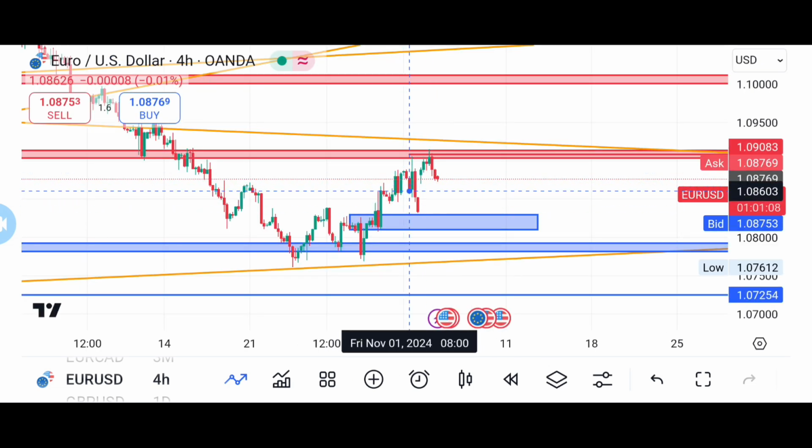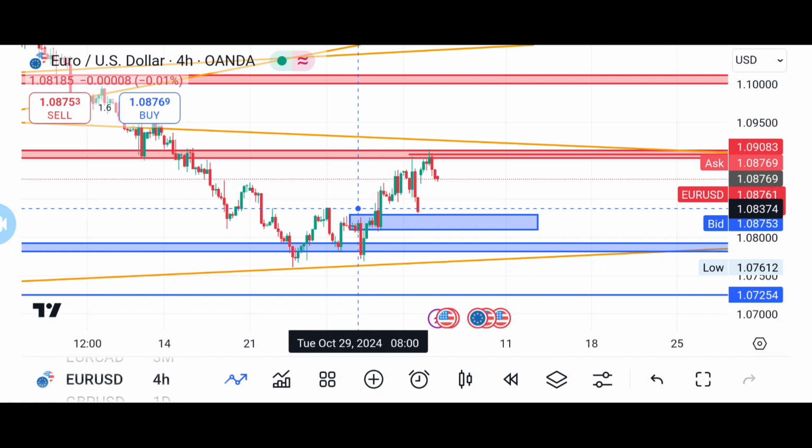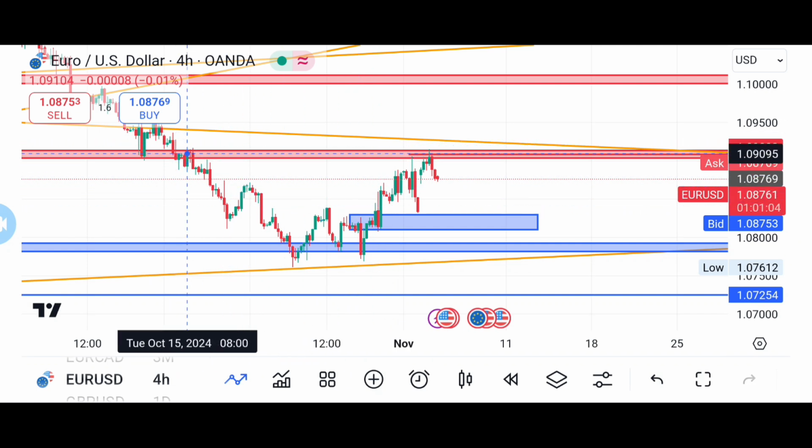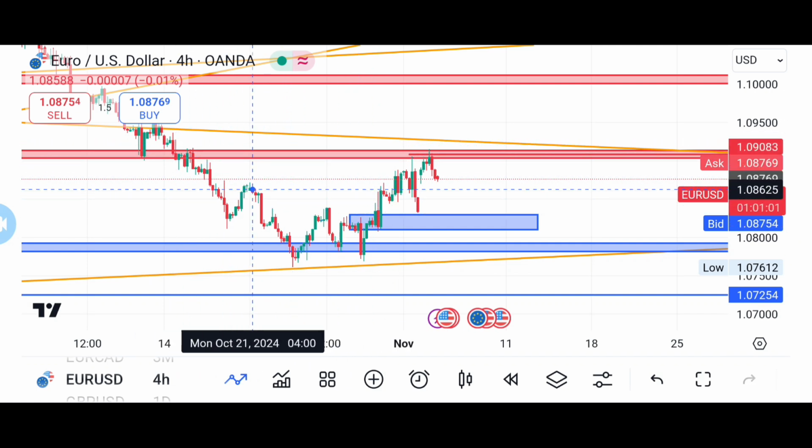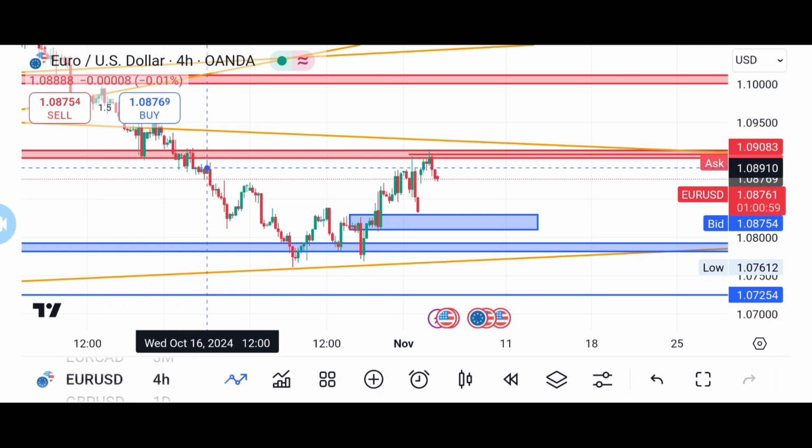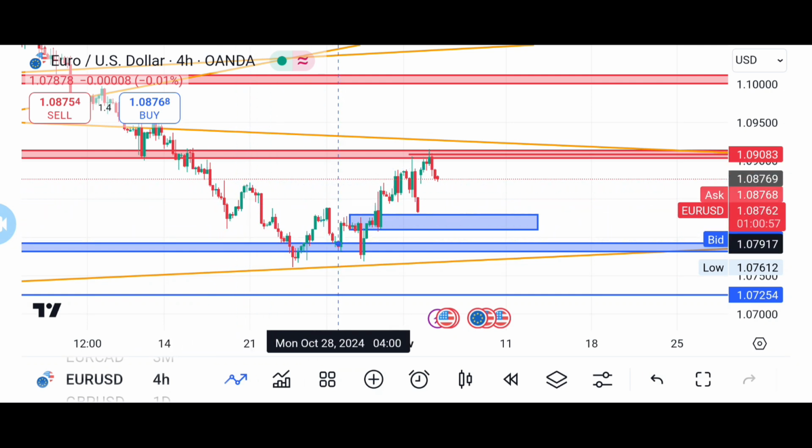In the 4-hour time frame, what do you see, guys? We have already shifted the structure. We already have the change of character from bearish to bullish. Why am I saying so?